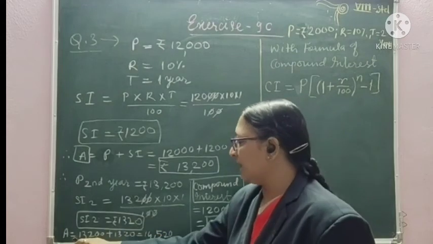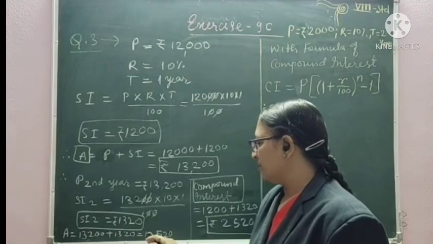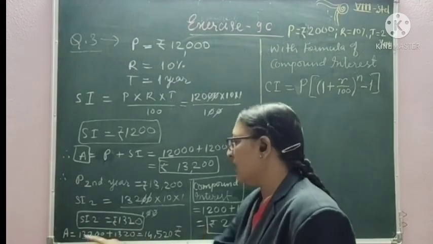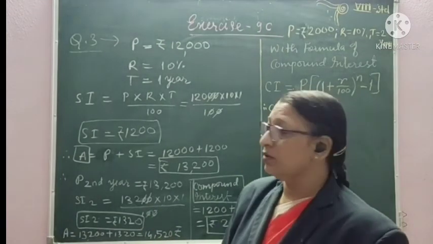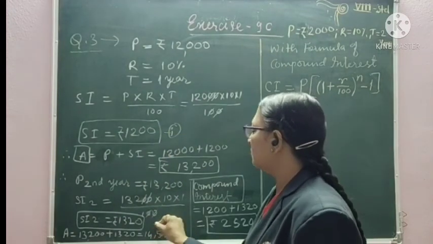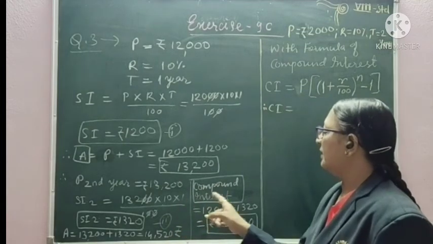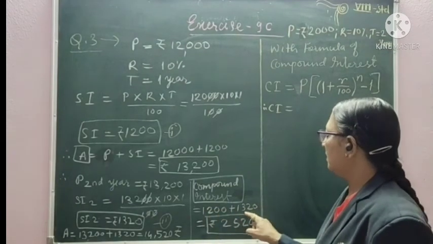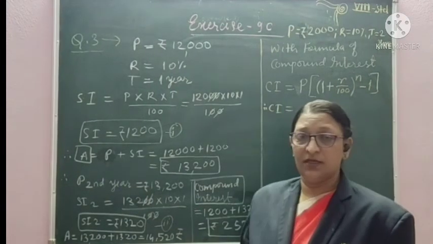Now for this we can calculate the amount, that is 13,200 plus 1,320 rupees, which is 14,520 rupees. This is the amount for the second year. Now as we know, compound interest can be calculated by adding the simple interest of the first year and the simple interest of the second year. So we will find compound interest by adding the first interest and second interest, that is 1200 plus 1320, that is rupees 2520. This is the first method.